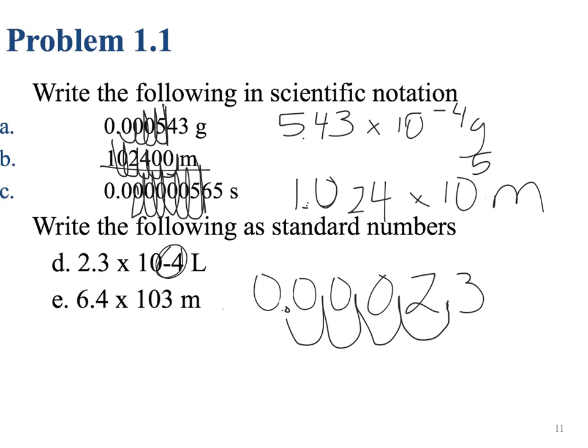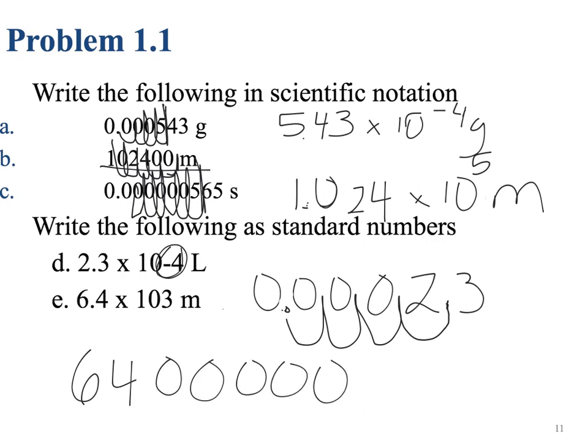We do the same with this one, 6, 4, and we write a bunch of zeros. Why? Because we're going to move 3 spaces to the right. We're right here. 1, 2, and 3. We stop right here, and then we delete the extra zeros.